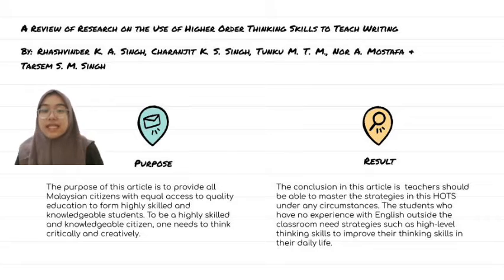The second article is a review of research on the use of higher order thinking skill to teach writing by Rashvinder Kaur A. Singh, Charanjit Kaur S. Singh, Tunku Mohani Tunku Mohtar, Nur Mustafa, and Tarsame S. M. Singh. The purpose of this article is to provide all Malaysian citizens with equal access to quality education to form highly skilled and knowledgeable students. To be a highly skilled and knowledgeable citizen, one needs to think critically and creatively.